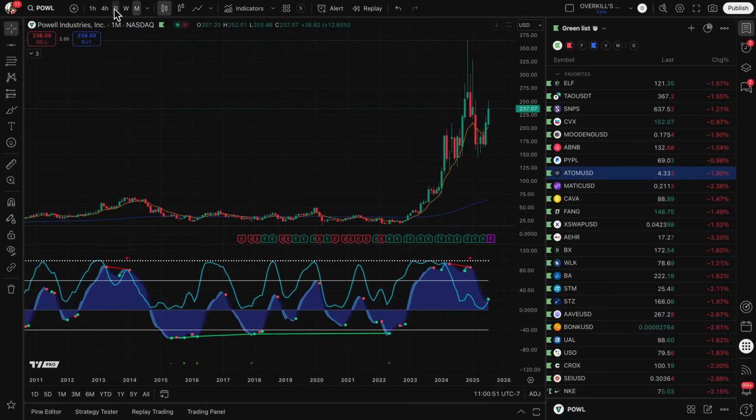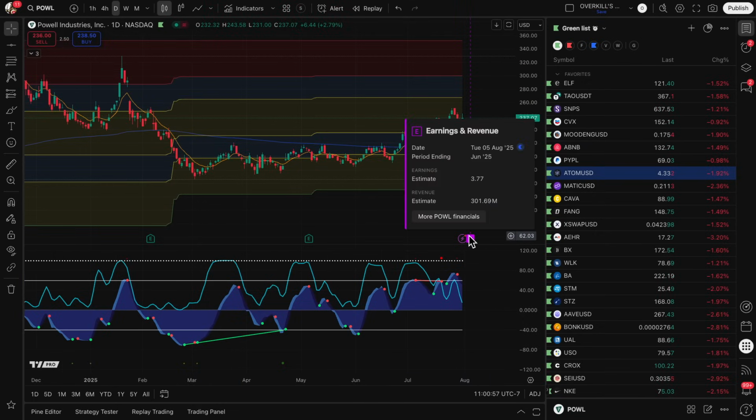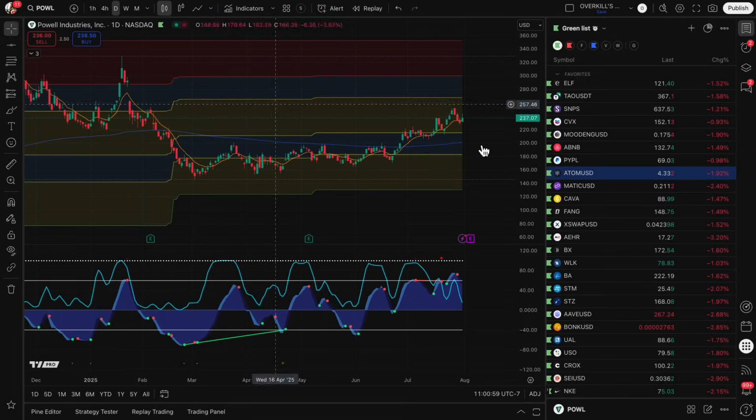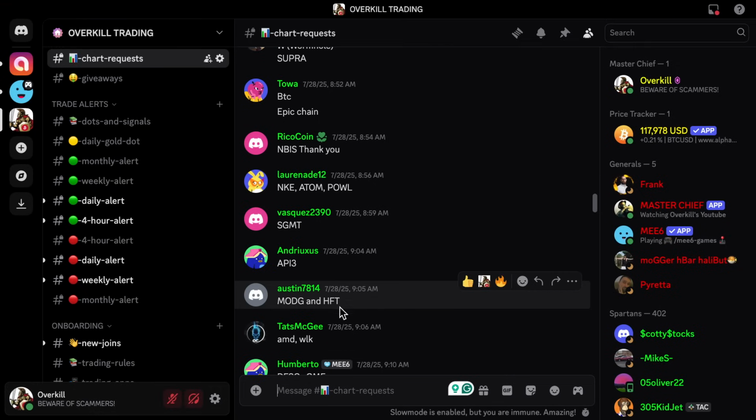It's got the green dot here on the monthly, so we'd be in on that one, and we'd be playing the move back up here to 320 to 360. It looks like they got earnings coming up on Tuesday, so earnings are always a gamble, but I think this looks really, really good and really, really strong above 220 bucks.